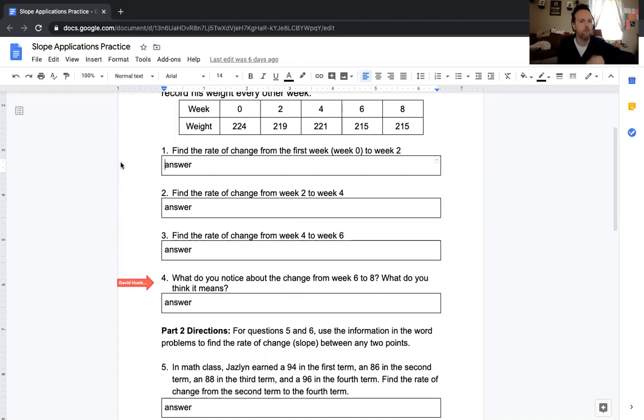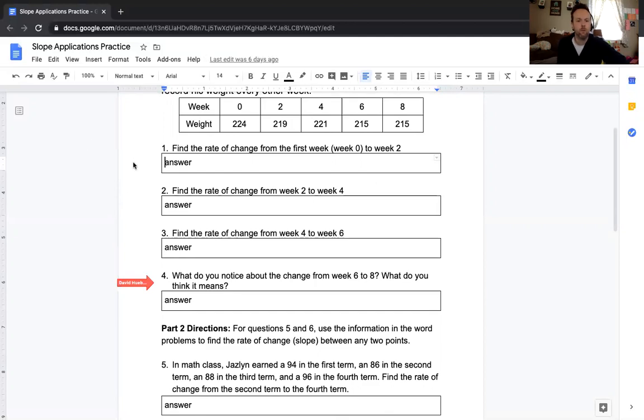This is asking you not just to do math, but to make a prediction. I'm not actually asking you to solve anything in question 4. What I want you to do is look at the data, look at the chart that you're given, and tell me what you think it means. What is the meaning behind these numbers? You're given some background: one part of the chart is the week, one part of the chart is my weight. So looking just at the numbers, what can you determine? What do you notice about the numbers specifically there? What is the meaning behind these numbers?